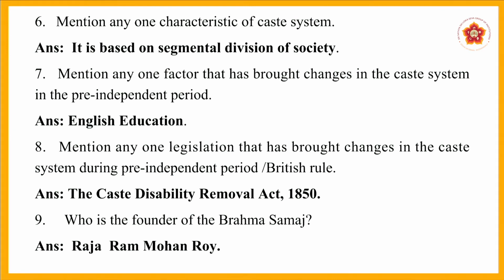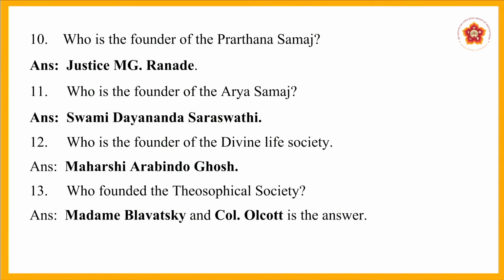Then mention any one legislation that has brought changes in the caste system during pre-independent period or British rule. So, we have taken this particular act, the Caste Disability Removal Act of 1850. Now, who is the founder of Brahmo Samaj? Raja Ram Mohan Roy. Please learn these founders of various missionaries and social reform movements. Who is the founder of Prarthana Samaj? Justice M.G. Ranade. Then who is the founder of Arya Samaj? Swami Dayananda Saraswati. Who is the founder of Divine Life Society? Maharishi Aurobindo Ghosh. Who founded the Theosophical Society? Madam Blavatsky and Colonel Olcott.